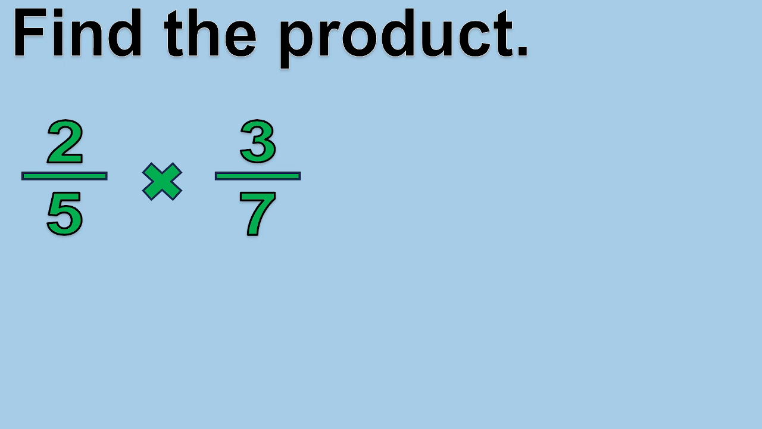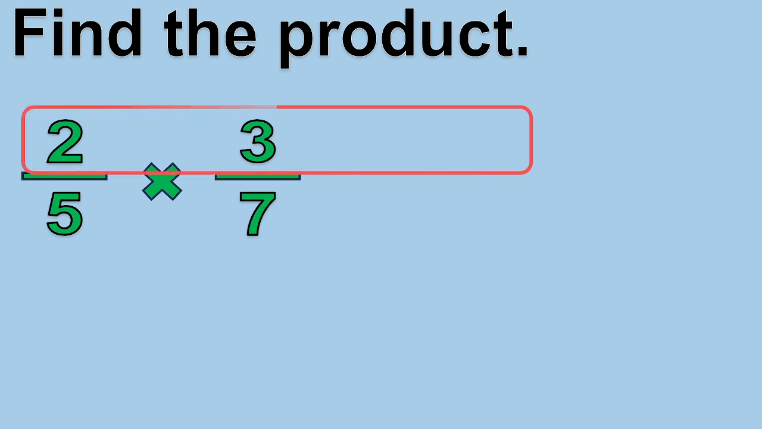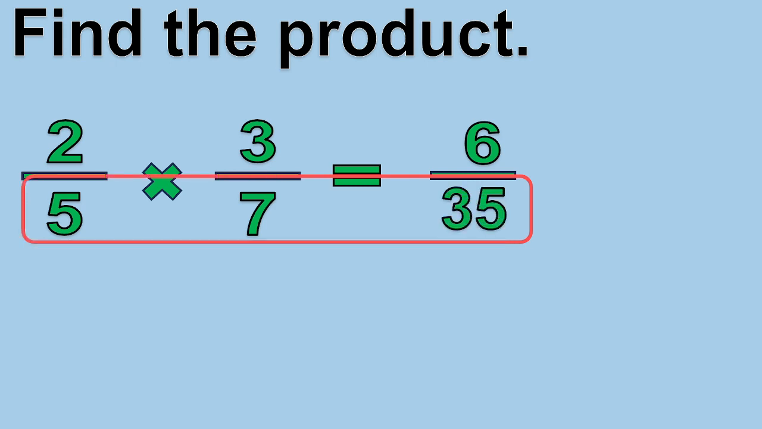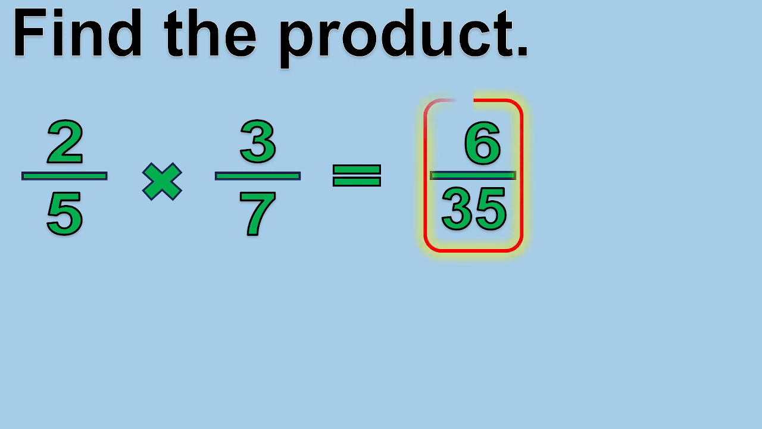Another one: 2/5 times 3/7. First, we start by multiplying the numerators. We have here 2 times 3. 2 times 3 equals 6. Then multiply the denominators. 5 times 7 equals 35. Since 6/35 is in the lowest term, our final answer is 6/35.